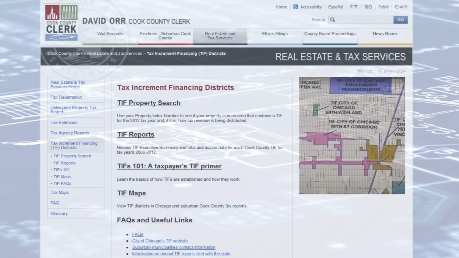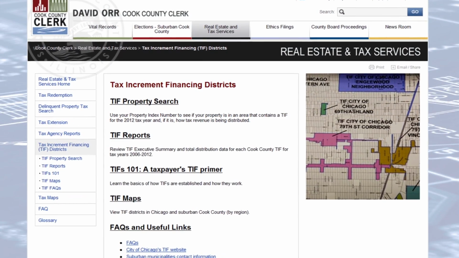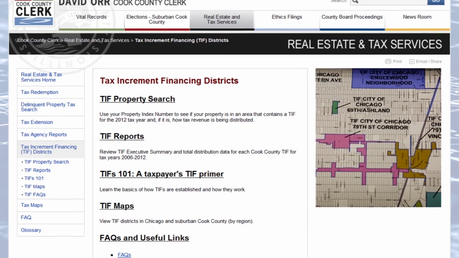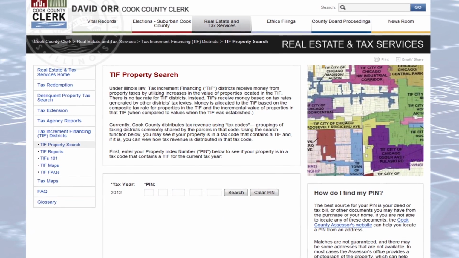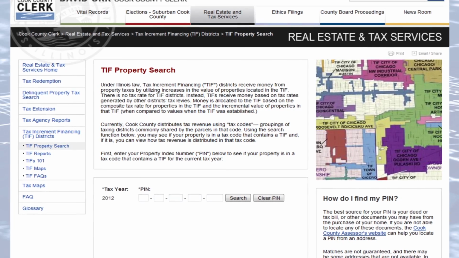I provide some easy-to-use TIF tools at cookcountyclerk.com. Find out if you live in a TIF district, what percentage of your property tax went into a TIF district, and what the TIF districts are in your municipality. For specific project details about a TIF district in your community, contact your municipality.